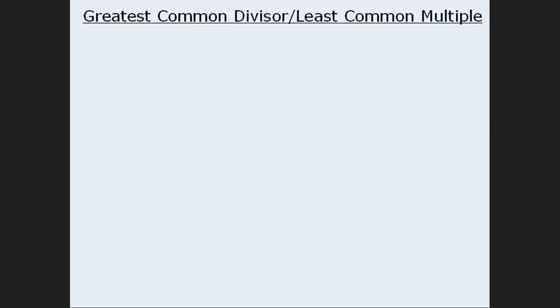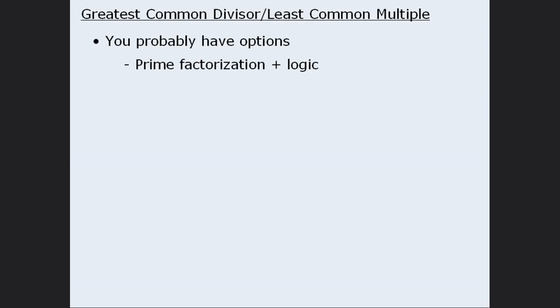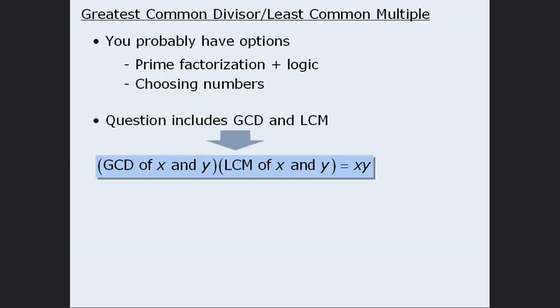When it comes to questions involving greatest common divisors, or least common multiples, the most important point to remember here is that you probably have some options. One approach is to apply the prime factorization technique and then use some logic to solve the question. Another common approach is to choose some numbers that meet the conditions defined in the question, and then see what conclusions can be drawn. Now, this isn't to say that these are the only approaches, or that either of these approaches will always work. The important point here is that there are often two or more ways to solve a question, so you should take some time up front to identify possible approaches, and then apply the one you feel will be the fastest. Now, for questions that involve the greatest common divisor and the least common multiple, you should consider applying the formula that ties these two concepts together.